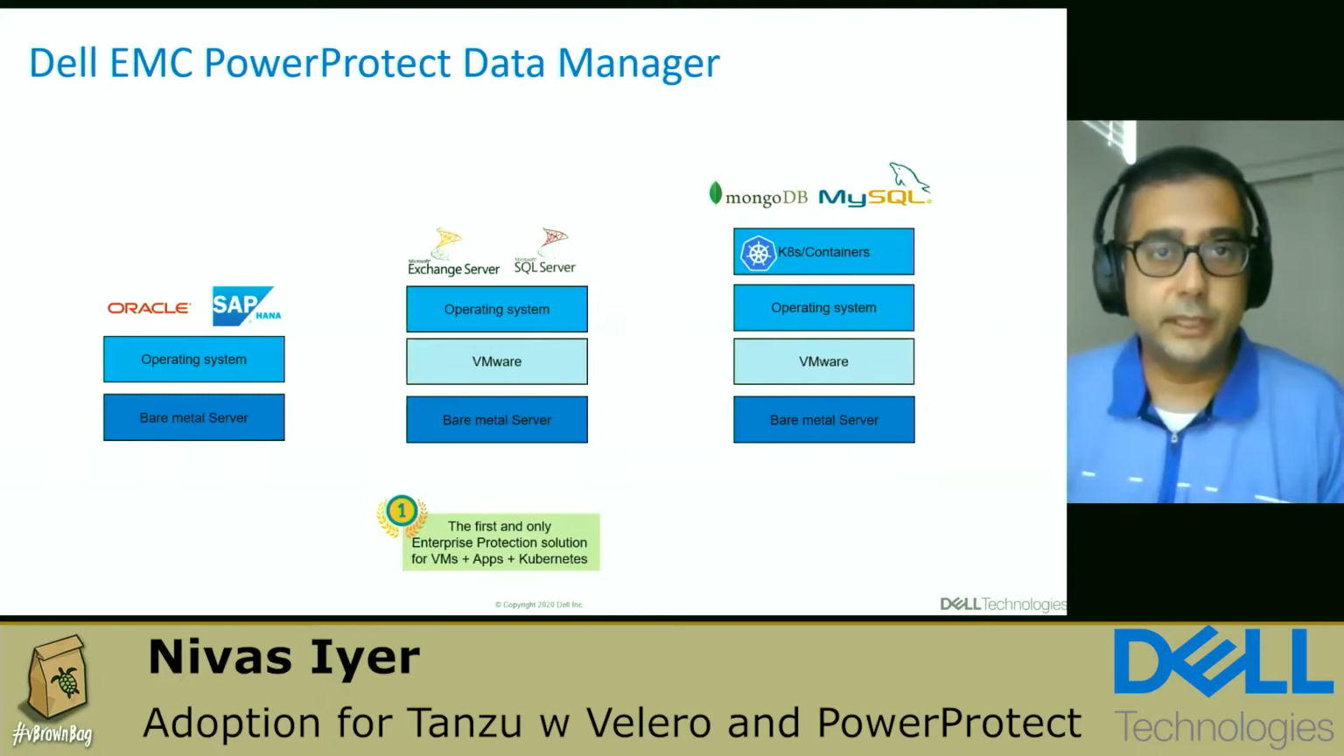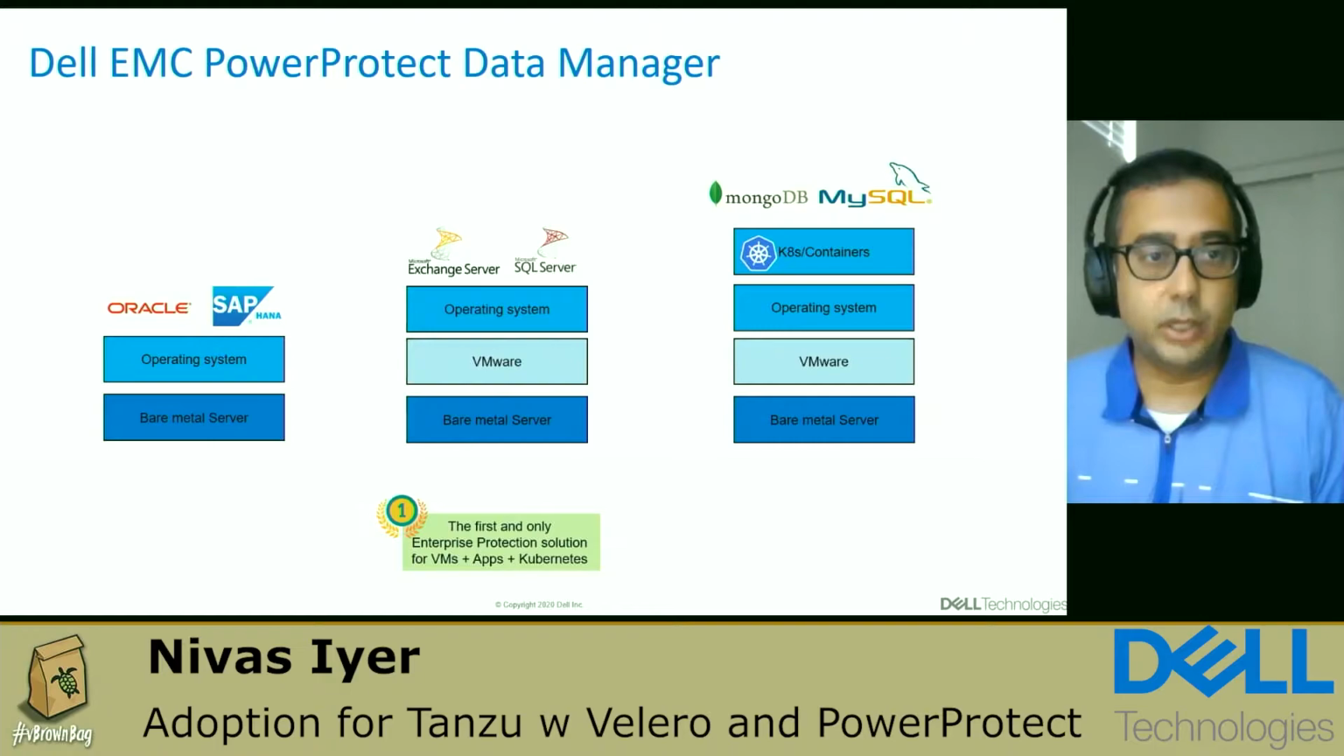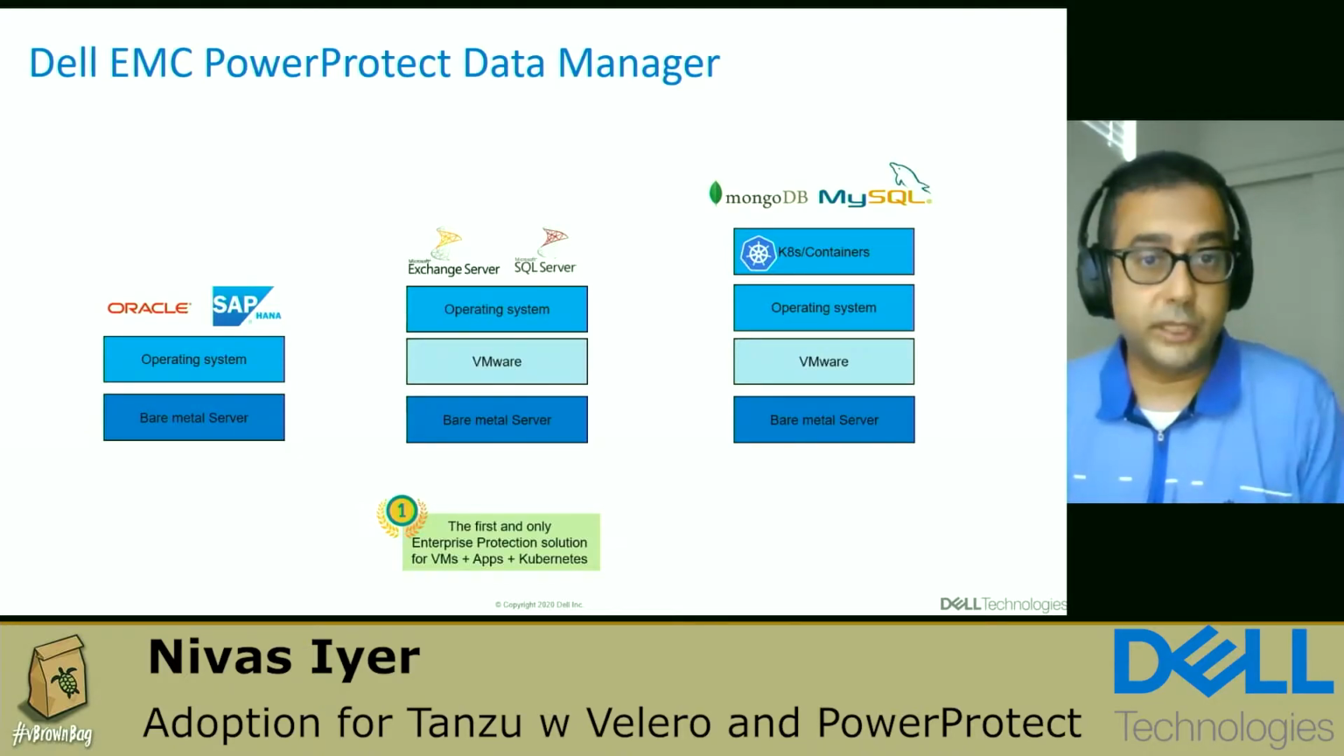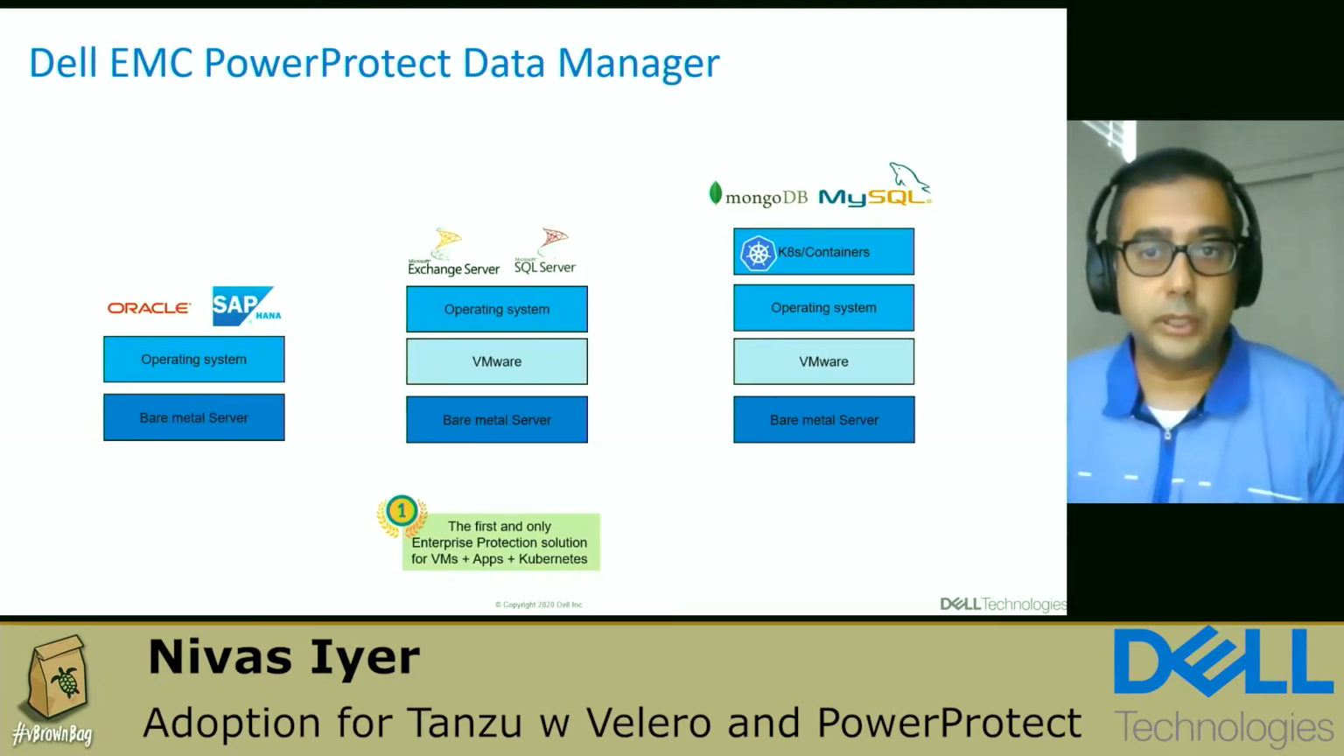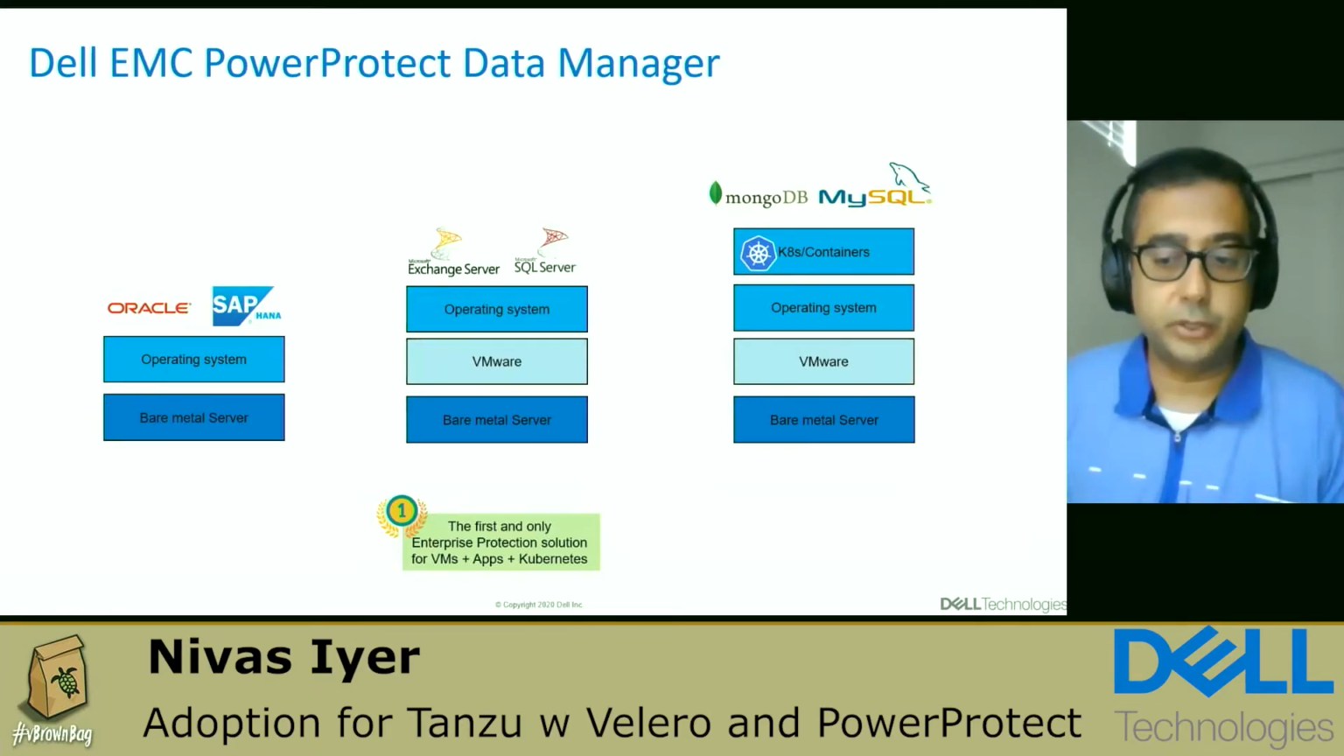So just to give a quick pictorial overview, regardless of whether your applications like Oracle and SAP are running on bare metal servers, like on operating systems, or in virtualized environments like your Microsoft Exchange server and SQL server, or your containerized applications running on Kubernetes, such as MongoDB and MySQL, you can protect all of them with just one product. So this is the first and only enterprise-grade protection solution for virtual machines, applications, and Kubernetes. And we are really excited to talk about it today.